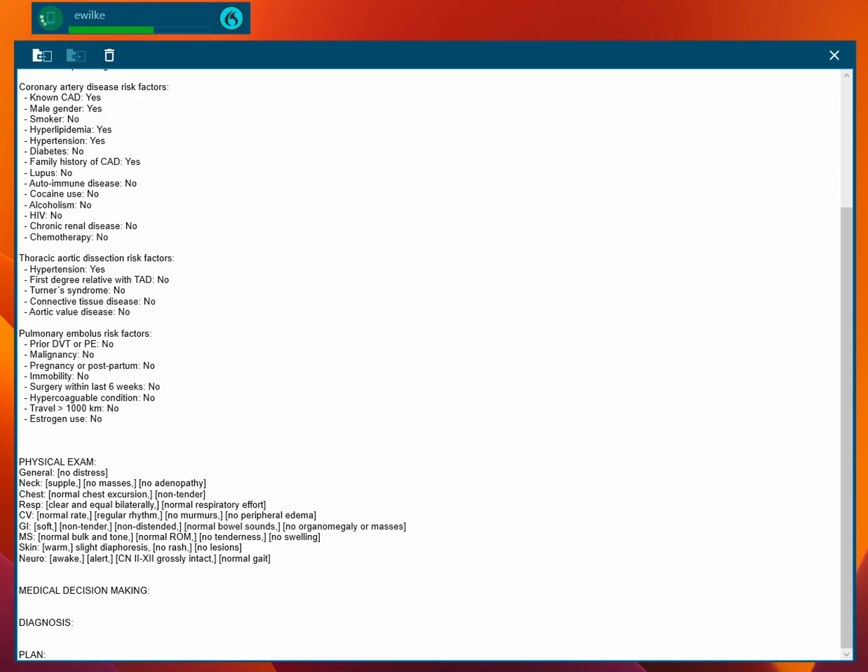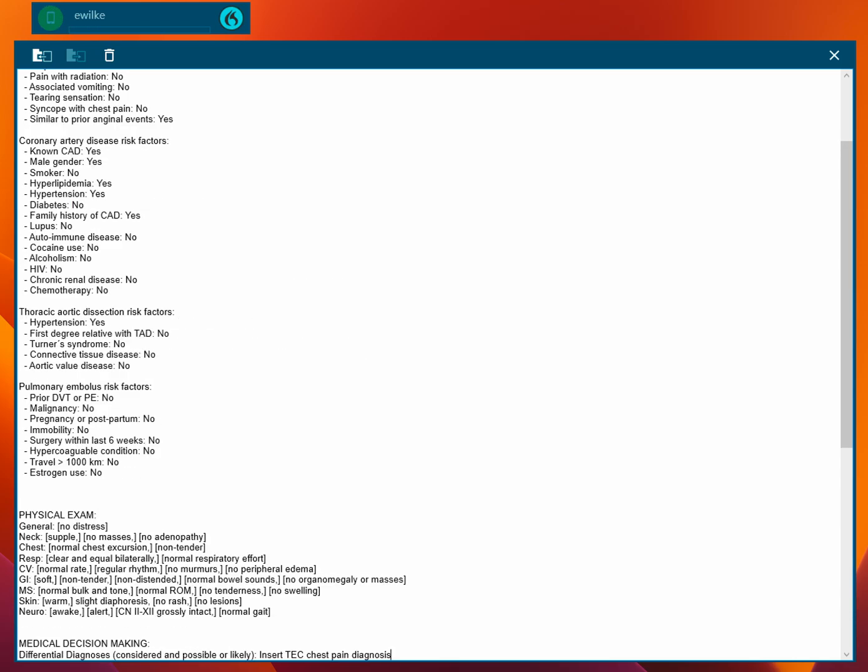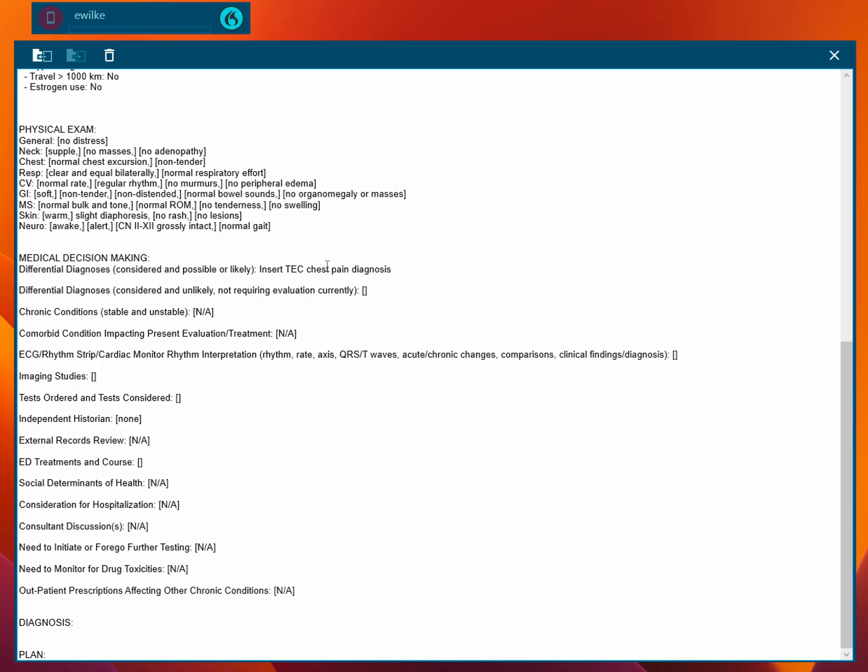Insert TEC MDM template. All right, so here's the 2023 global template. I'm also going to use an MDM that we've got for chest pain, or differential diagnosis. So insert TEC chest pain diagnosis. Insert TEC chest pain DDX.